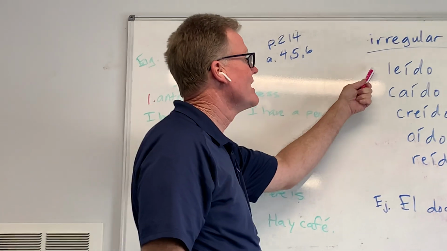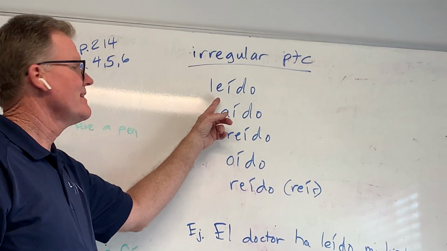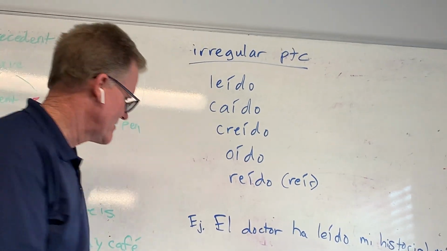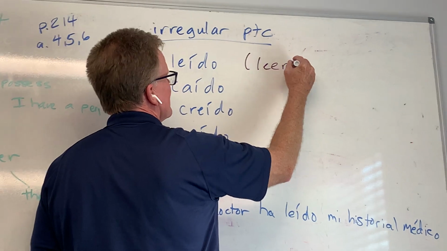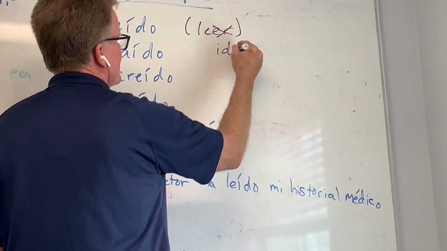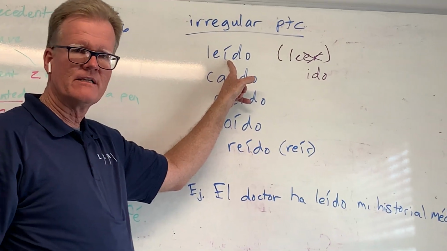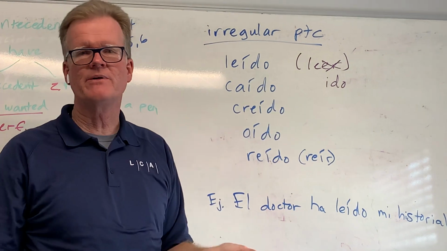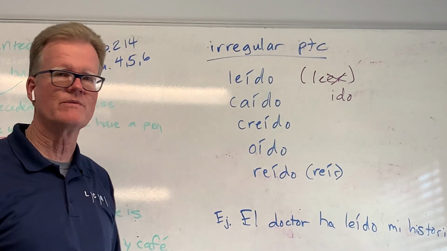Today I want to start looking at irregular participles, okay? And they're really not that irregular because the original verb is leer, and our rules are you get rid of the -er and you put -ido on the end. The only change that I'm doing is I'm putting an accent mark, leído. And why am I putting an accent mark? For spelling reasons, for spelling and pronunciation reasons.